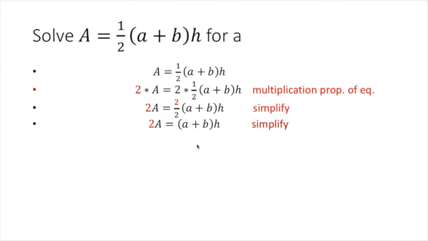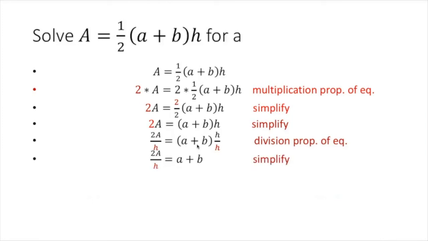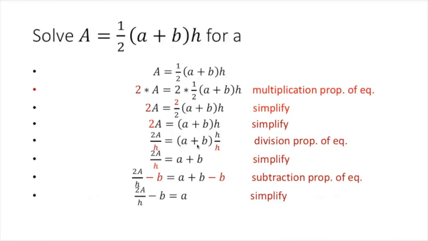So we've got multiplication happening between h and the quantity a plus b, so we divide both sides by h, using the division property of equality. We'll simplify that. We're just left with a plus b on the right-hand side and 2a divided by h on the left-hand side. We want to solve it for a. We still have a plus b, so now we'll subtract b to make that 0. We're going to use the inverse operation there, so subtract b from both sides. And when you simplify, you'll get 2a divided by h minus b equals a.